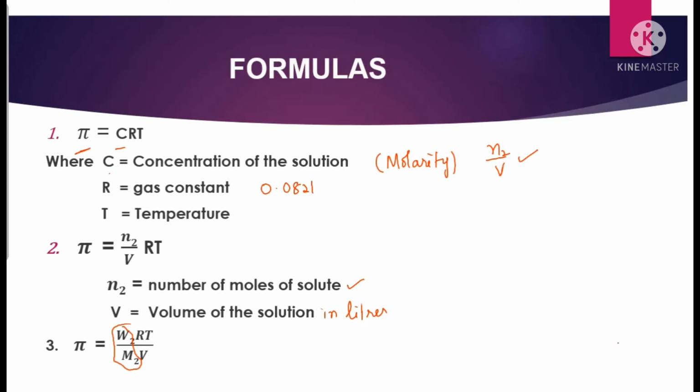This is nothing but n2, the number of moles of the solute, which is equal to the weight of the solute divided by the molecular mass of the solute. So we are using this value W2 by M2 in this formula. So pi is equal to W2 by M2 into RT by V, where V represents the volume of solution in liters. Understood, students? Now we shall see the problems.